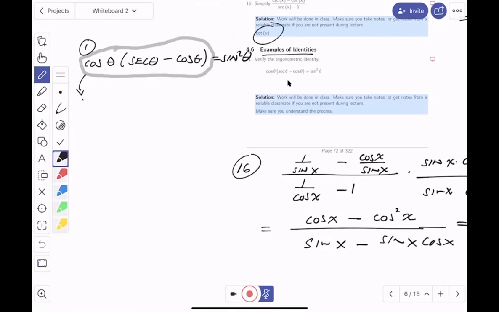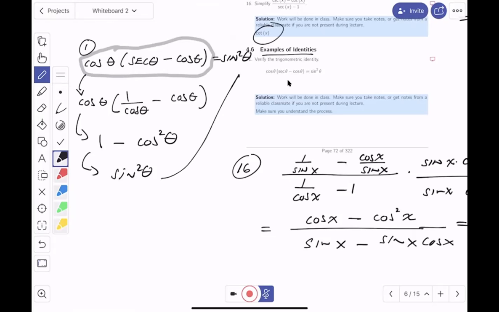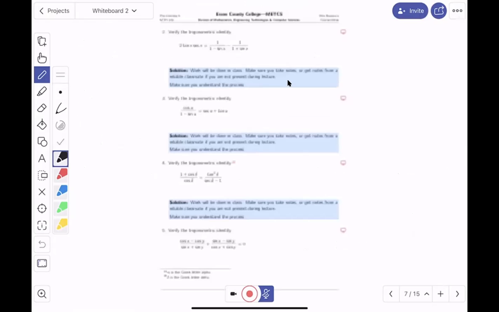So I'm going to write things in terms of sines and cosines. Cosine of theta, this would be 1 over cosine theta minus cosine theta. Well, that's done. Let's keep going. Multiply it out. What do you get? 1 minus cosine squared theta. And I recognize that to be the sine squared theta, which is exactly what we want to show. QED. Let's go to the next page.